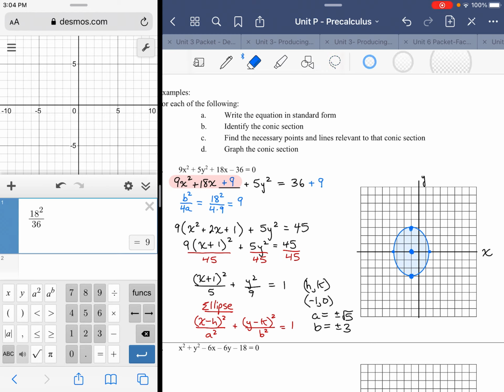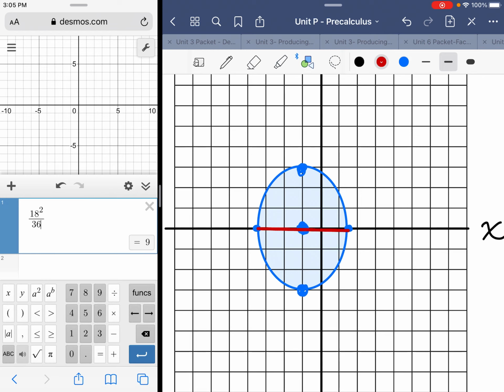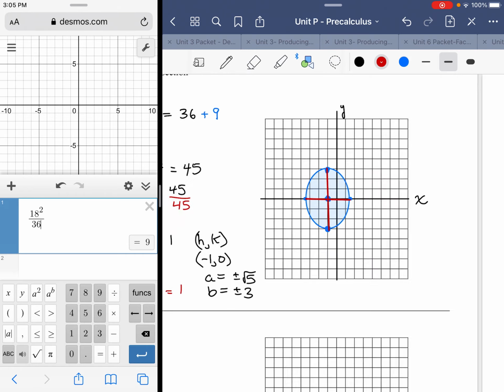All right, so I can just kind of pop those in. The longer of the two axes is the major, the shorter is the minor. I'm just cleaning that up a little. I guess it doesn't want to autocorrect into a horizontal line. That's unfortunate. All right, it is what it is.